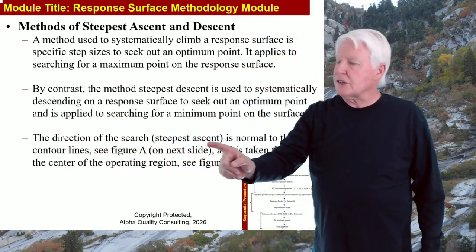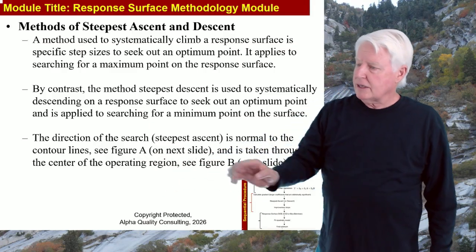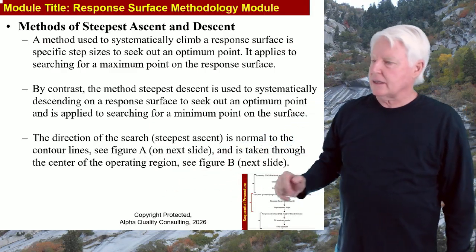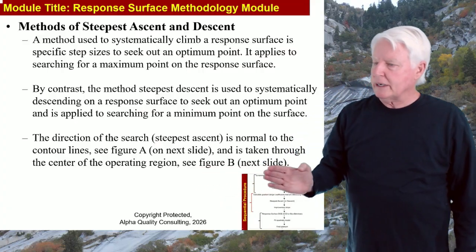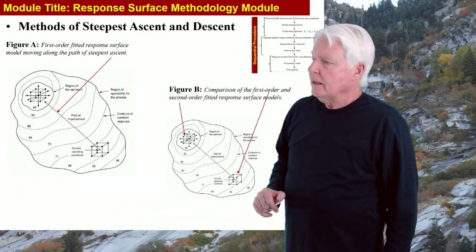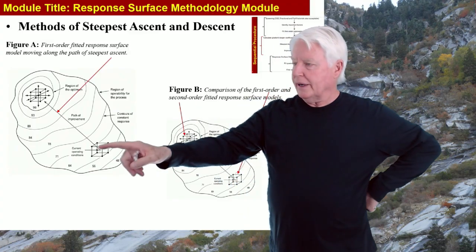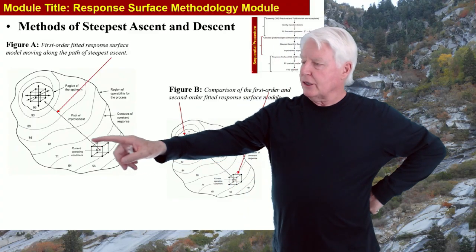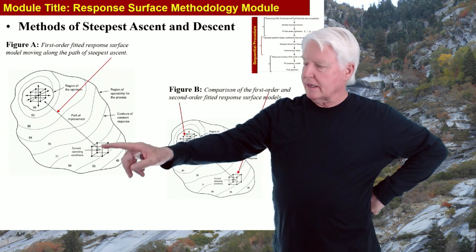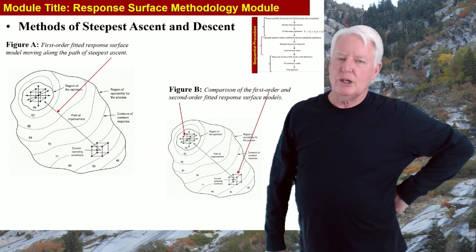The direction of the search, steepest ascent, is normal to the contour lines. See figure A on the next slide, and it's taken through the center of the operating region on figure B, next slide. So let's look at that. This is how it all works. This is step one down here, and you do a DOE. This one is a 2^3 full factorial. How do I know? Because it creates a cube.